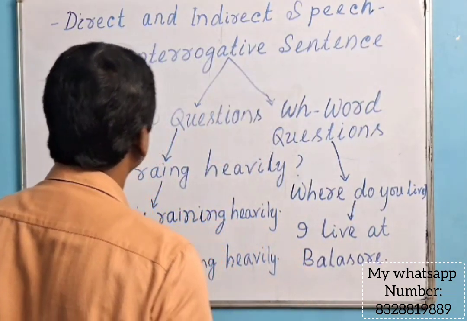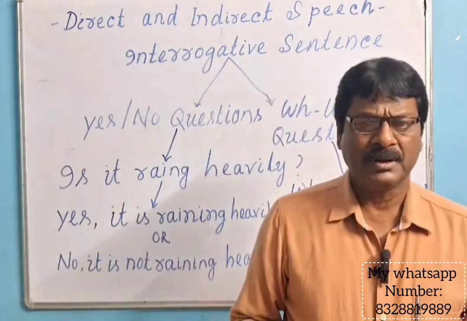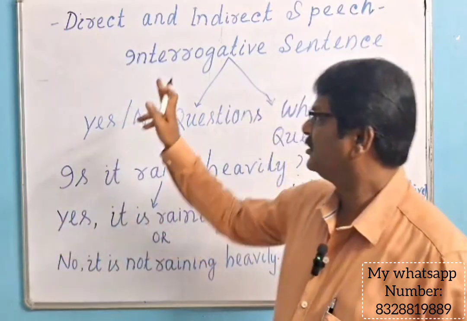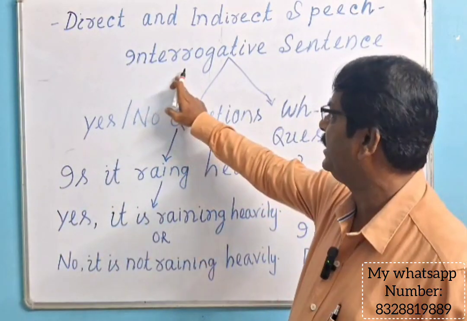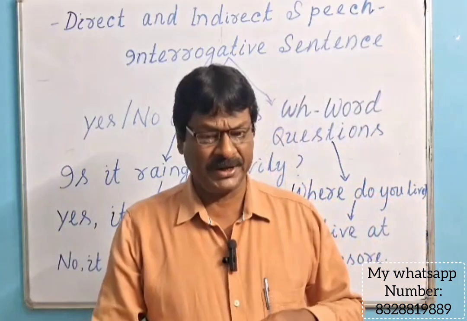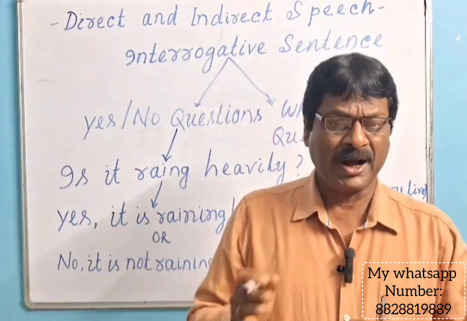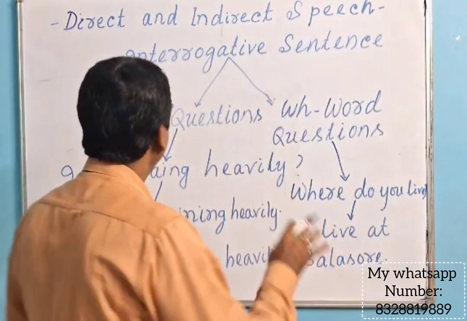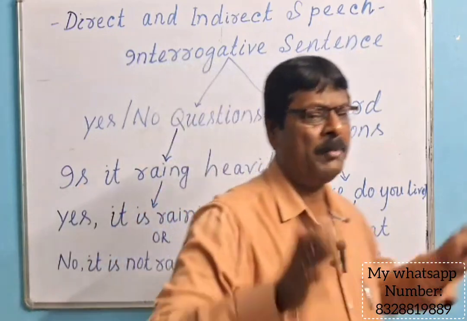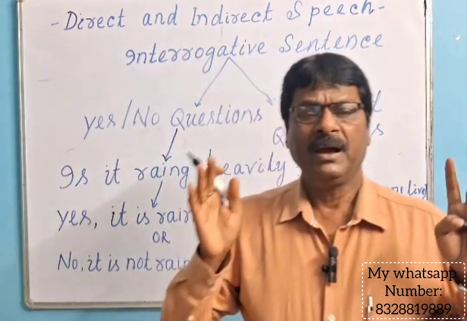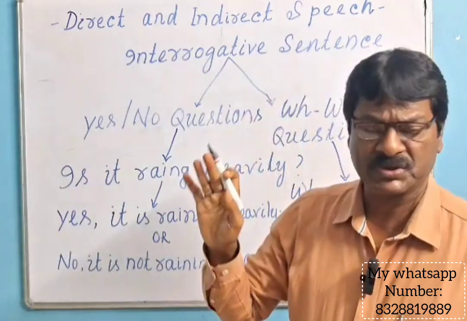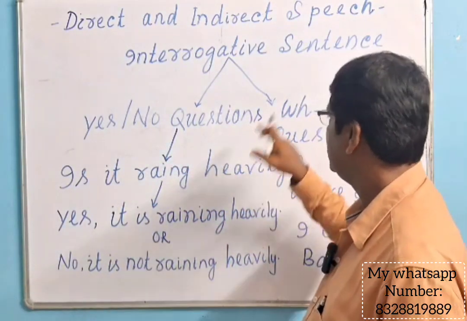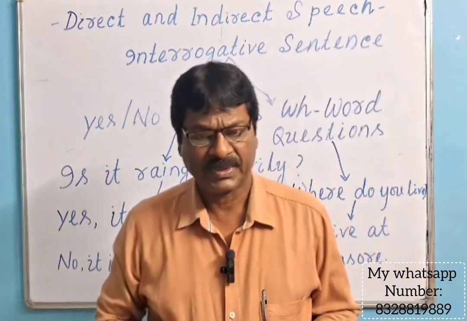Dear guys, before we go on to convert from direct speech to indirect speech, when the sentence within inverted comma is an interrogative sentence, how to change it from direct speech to indirect speech, we should first know what an interrogative sentence is and how many types of interrogative sentences there are. Interrogative sentences are of two types: yes no interrogative sentence, yes no questions, and WH word questions.